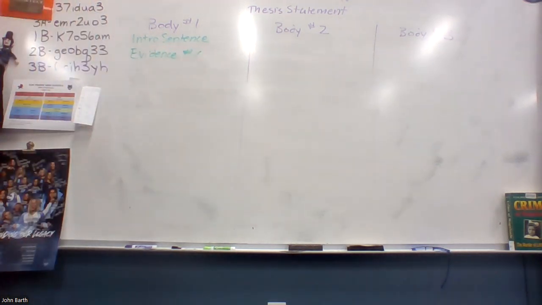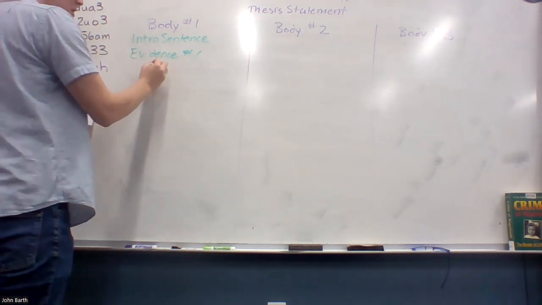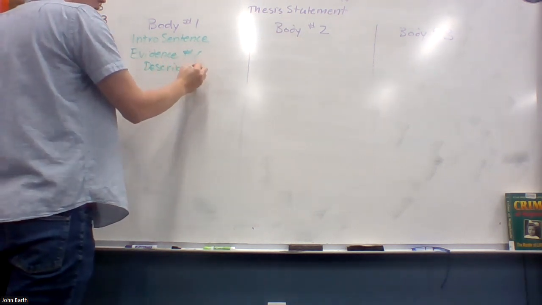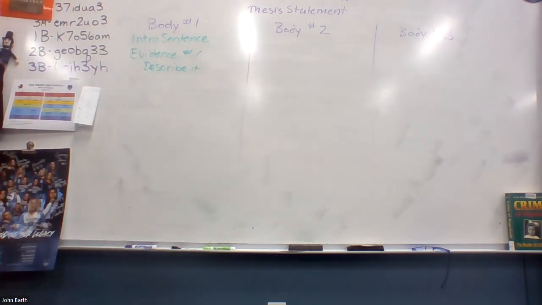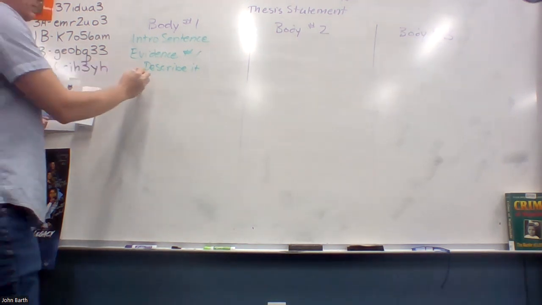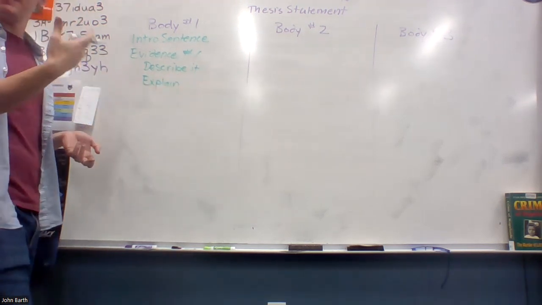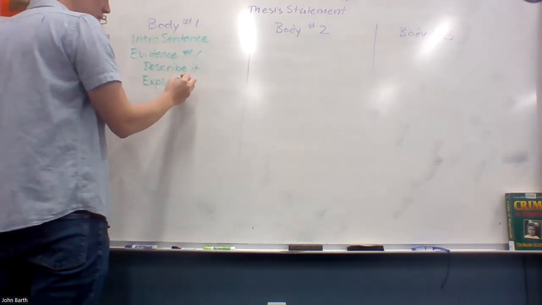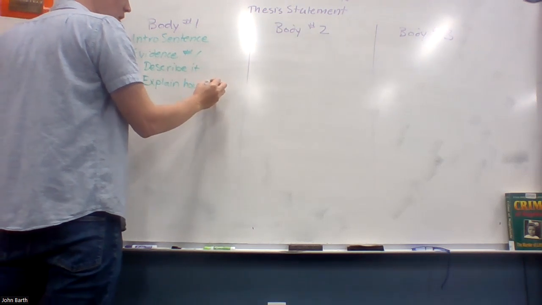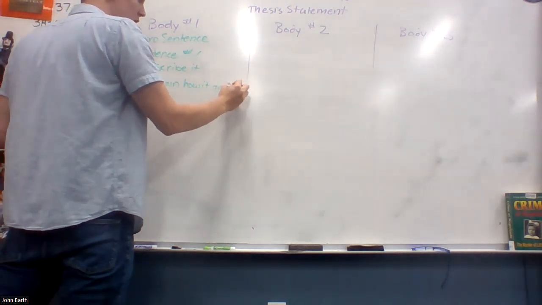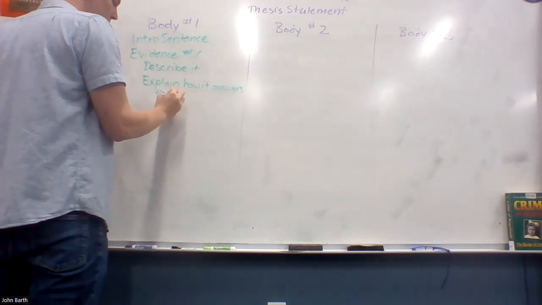Okay, evidence number 1, where you describe it. By describe, I mean you're defining it. What is it? If it's the Declaration of Independence, what is the Declaration of Independence? That's the describe. And then you explain it. By explain, I mean how is it connected to your thesis statement, or how it answers the question.